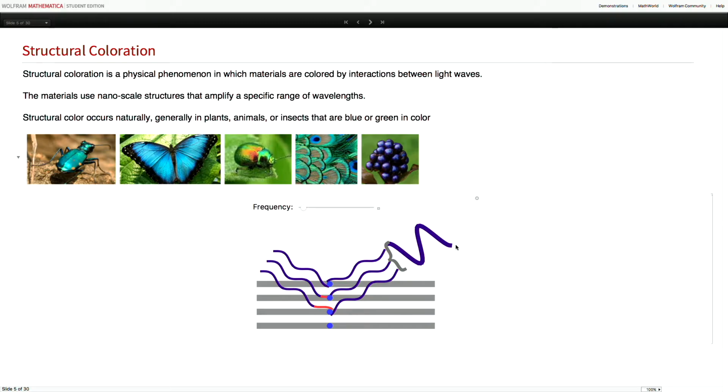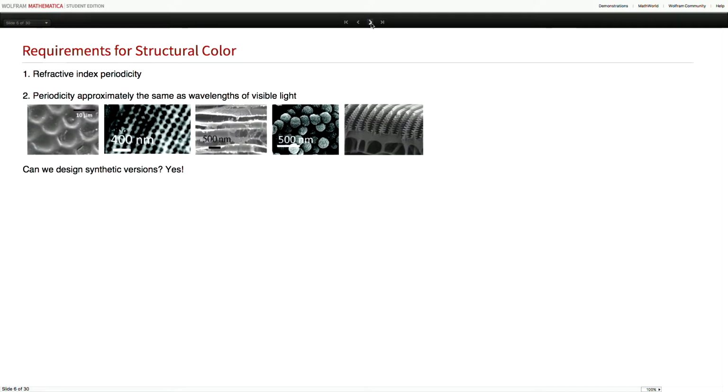Of course, as your structures get more and more complicated, the patterns of interference are going to become more and more complicated, but the general principle is the same. And so if we want a structurally colored material, we have two main requirements. First, the material has to have a periodic refractive index. This generally comes in the form of having two materials that alternate spatially, so that you have the refractive index of one and the refractive index of another in a periodic way.